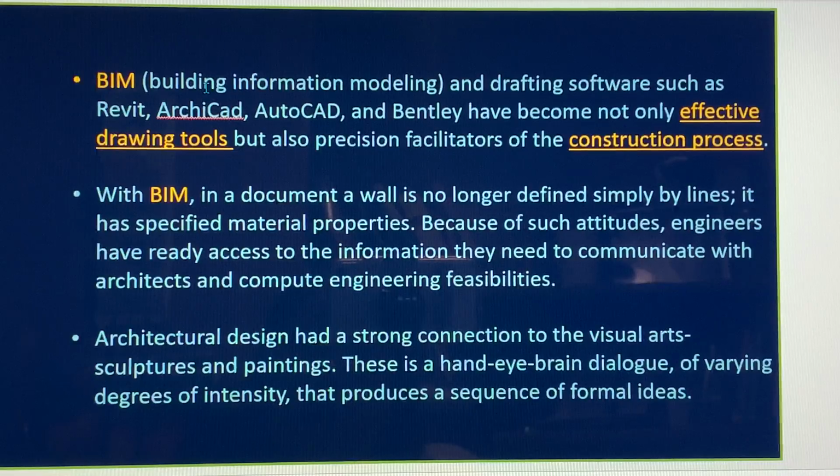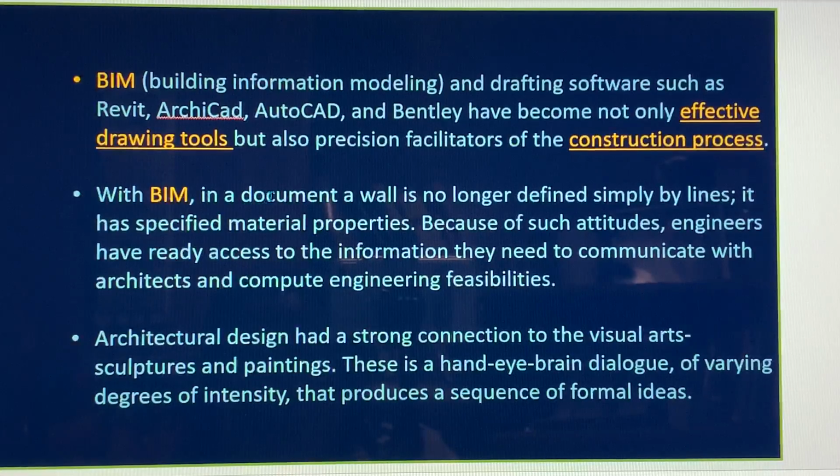For the definition, you need to know BIM. This stands for Building Information Modeling. Drafting software like Revit and AutoCAD are some of the digital techniques we use a lot right now. They become not only an effective drawing tool, but also a precision facilitator of the construction process.